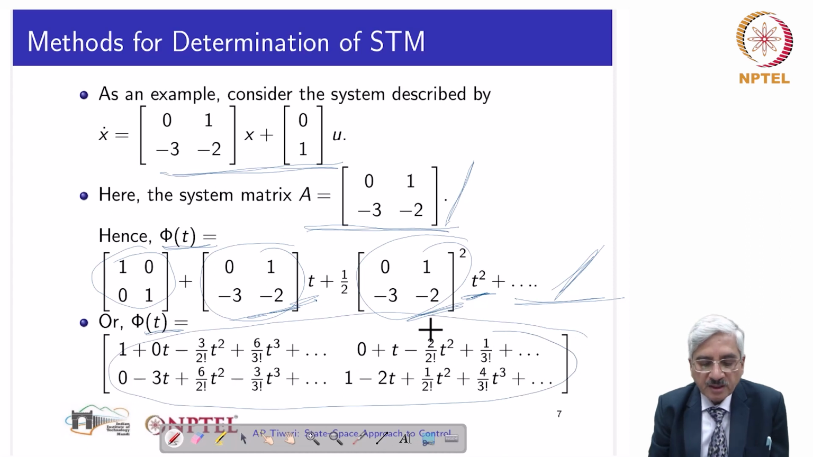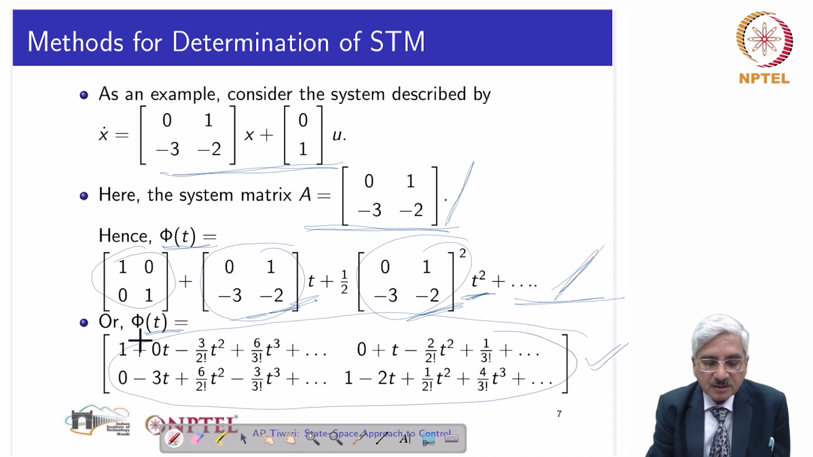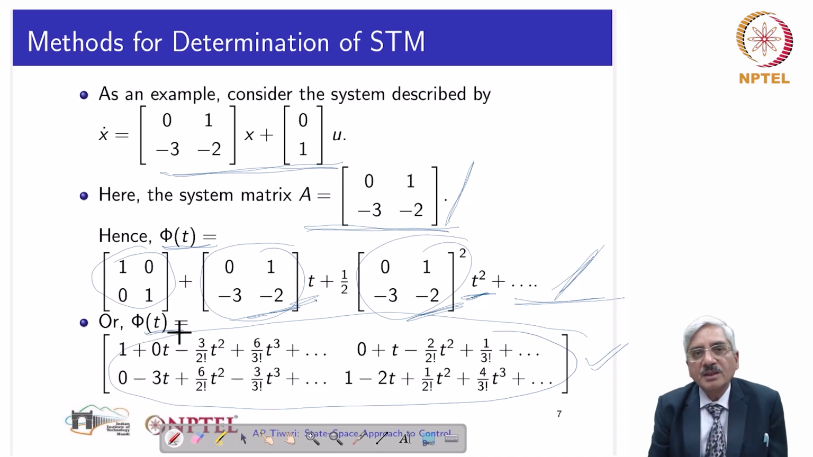So the way to verify whether the calculation is correct or not is to substitute t equal to 0 and to do a first check that phi t should be identity, which is happening here. So one can evaluate like this. As it was pointed out earlier, this phi t doesn't come in a closed form. This is not a closed form.